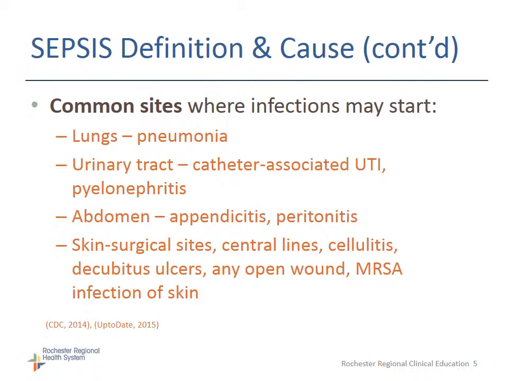Common sites where infections may start are in the lungs, such as pneumonia, urinary tract, such as UTI and pyelonephritis, in the abdomen, and in the skin, such as surgical sites, central lines, cellulitis, ulcers, or any open wound or MRSA infection can cause sepsis.